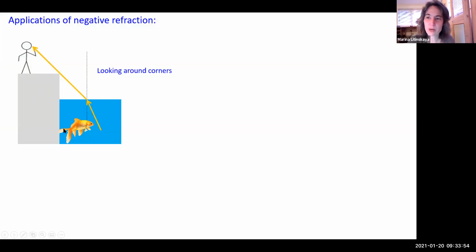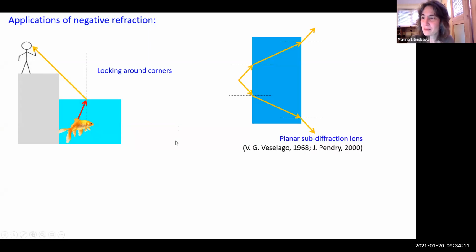A few words about what negative refraction is good for, how the world with negative refraction would look like. So you can look around the corners. Here, you don't see this fish, right? Because this is how the rays go. And if the liquid was negatively refracting, you would see this fish, right? Another famous example is Veselago's lens. We all know that a planar slab does not focus light because that's how the rays would go through a planar slab of some material. However, if the material was negatively refracting, it would act as a lens. And this lens basically focuses beyond the subdiffraction limit, as Pendry showed.